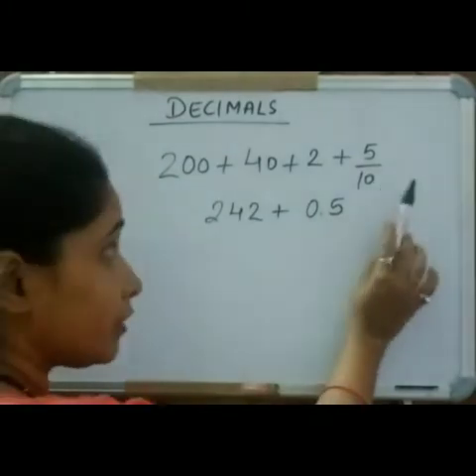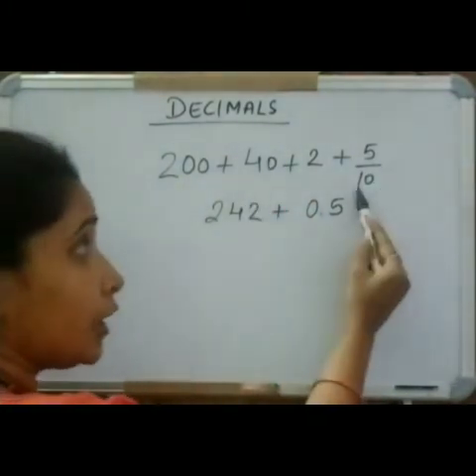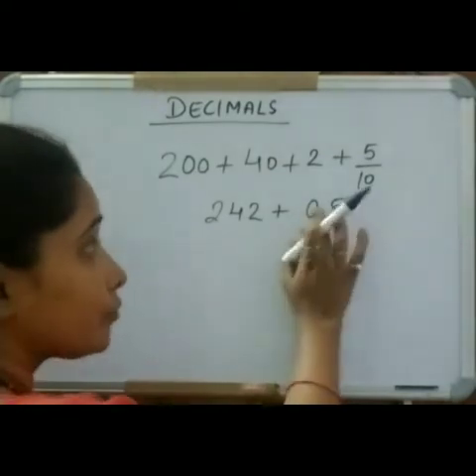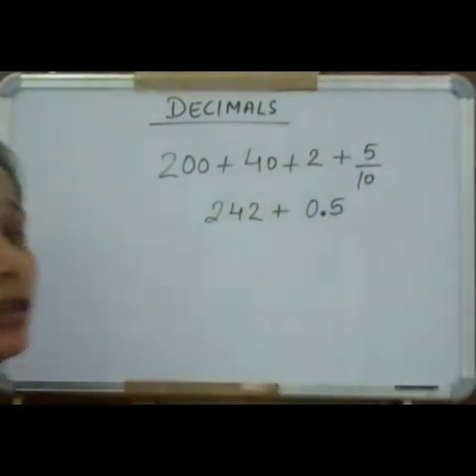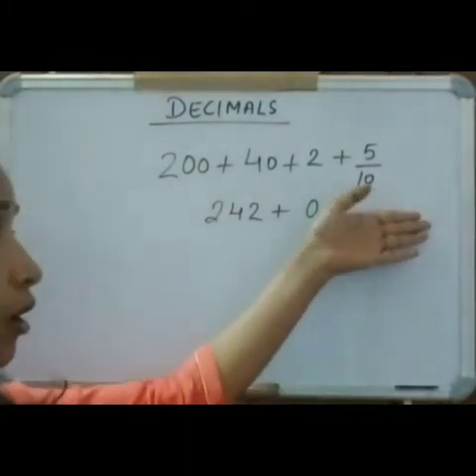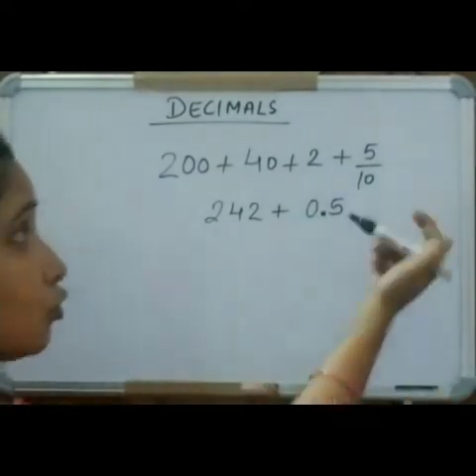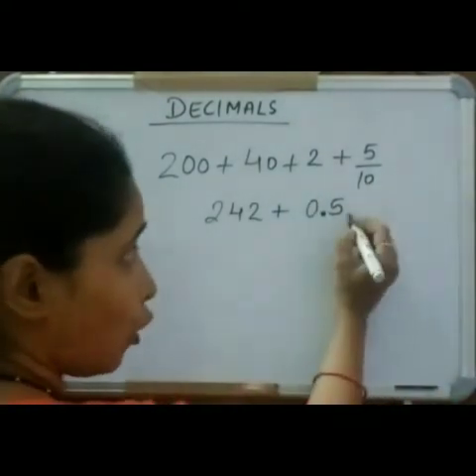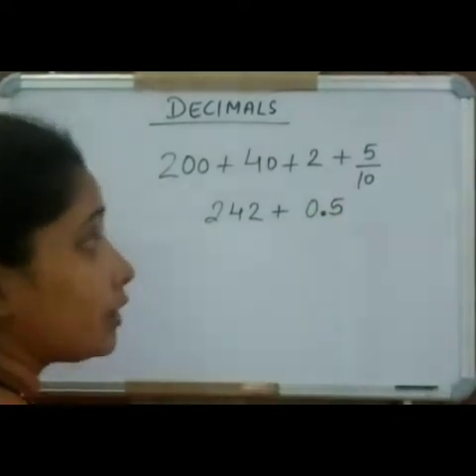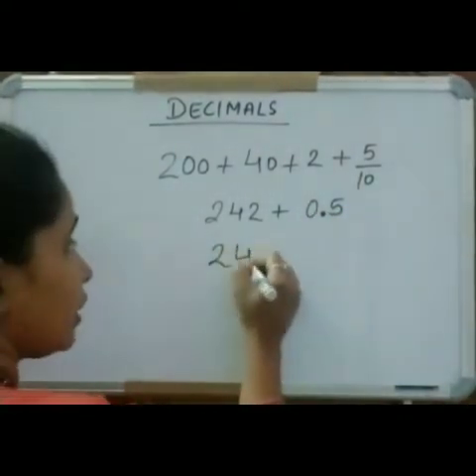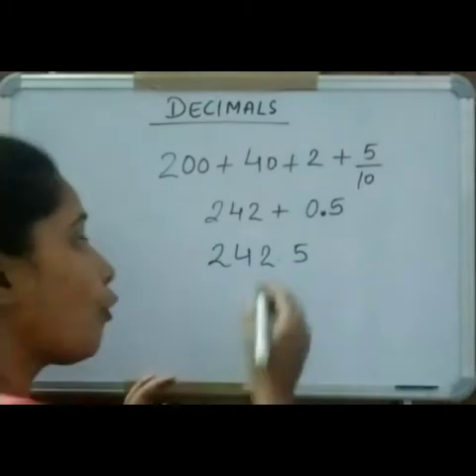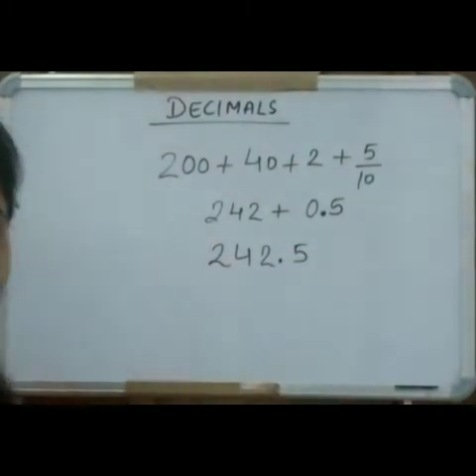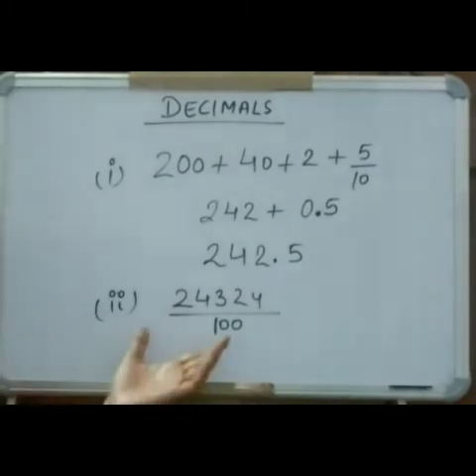If it is given in 10, 100 and so on, then we count how many zeros there are and put the decimal after counting that many places from the right-hand side. There is 1 zero, so after one number from this side we put the decimal. When we write it, it will come as 242.5.